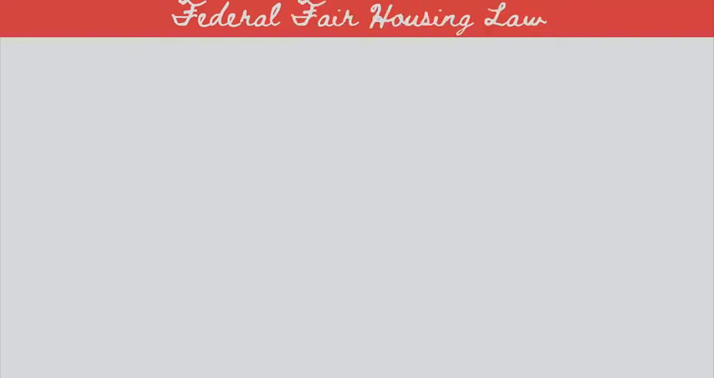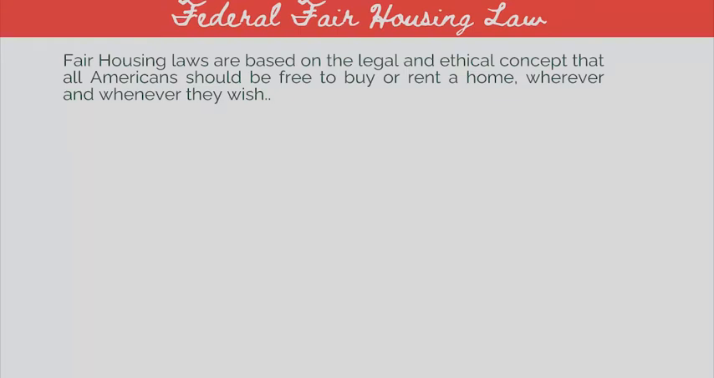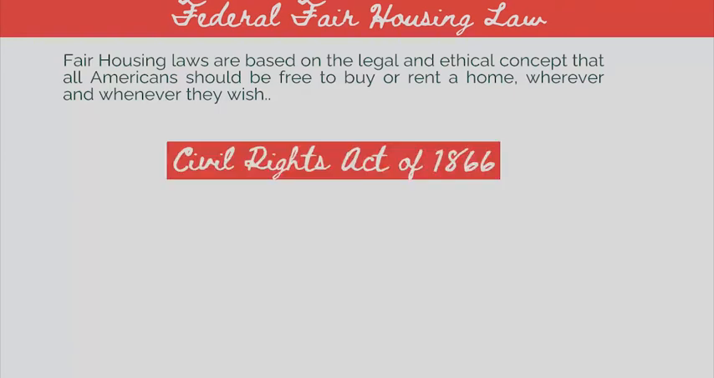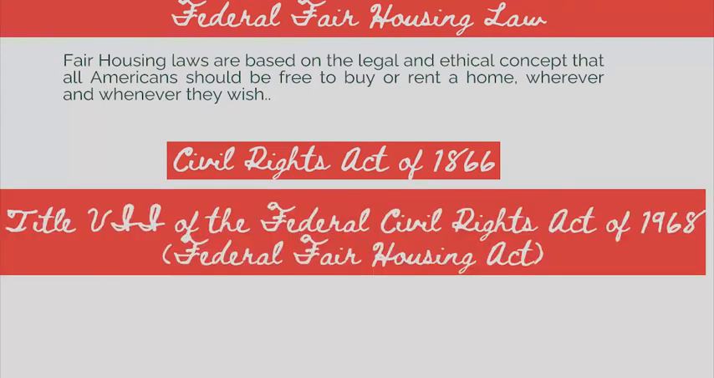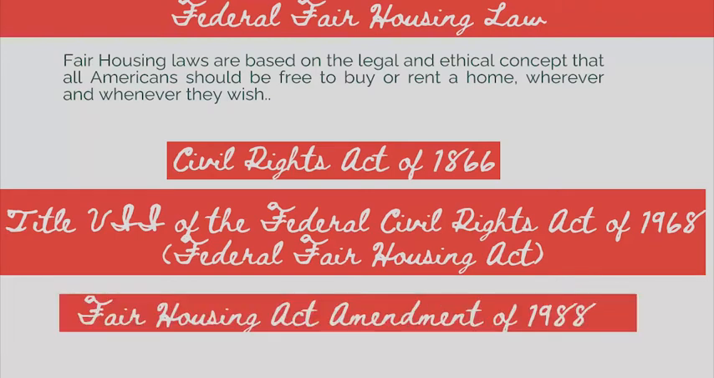Federal Fair Housing Law. Fair housing laws are based on the legal and ethical concept that all Americans should be free to buy or rent a home wherever and whenever they wish. You have the Civil Rights Act of 1866. You have Title VII of the Federal Civil Rights Act of 1968, Federal Fair Housing Act. And you have the Fair Housing Act Amendment of 1988.